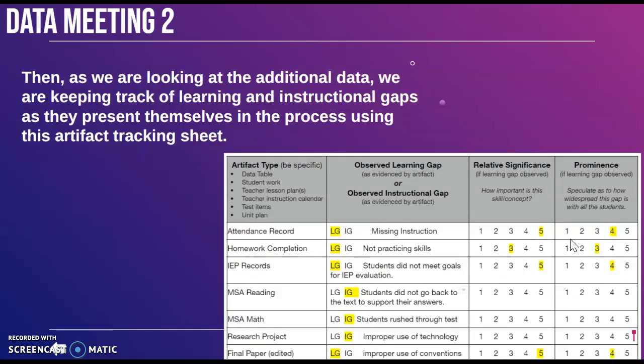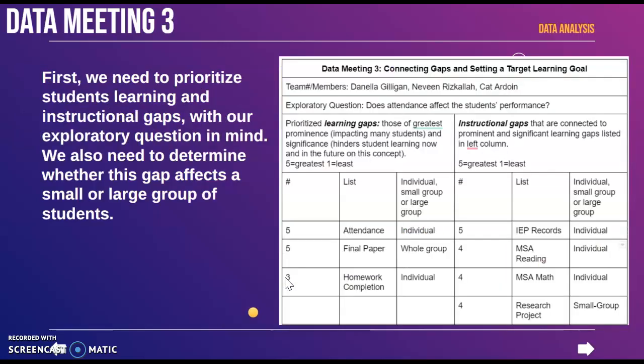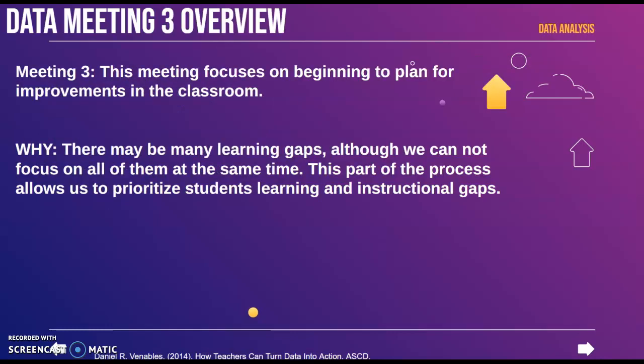After that, after looking at the additional data, we are keeping track of the learning and instructional gaps as they present themselves in the process using this artifact tracking sheet. We're able to list the artifact, whether it's instructional or learning gap, its relative significance and prominence. So after that, I'm sorry, I think I skipped a slide.